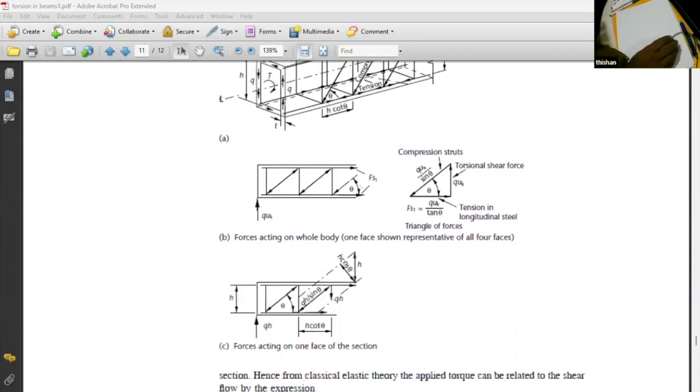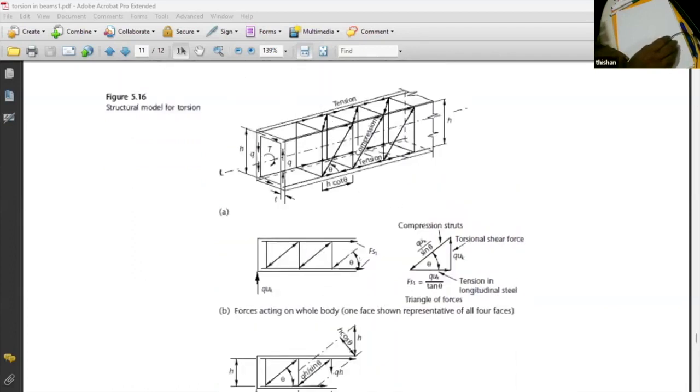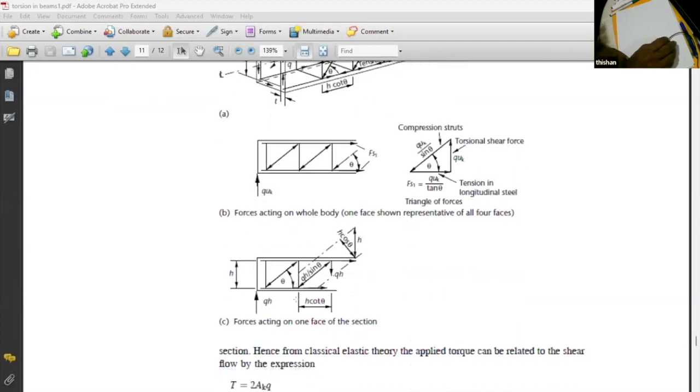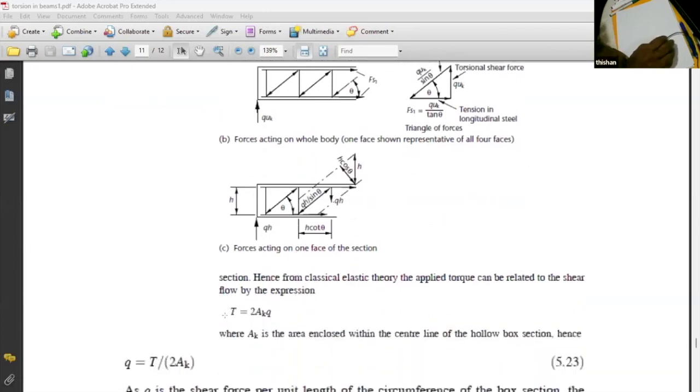To determine the longitudinal forces, we have to consider the whole perimeter, whereas to determine the vertical links, we consider one side. I'll come to that a little later. And this is the equation we are trying to prove: T is equal to A_k q, with the factor of 2.